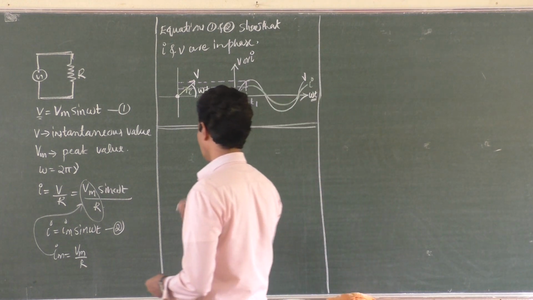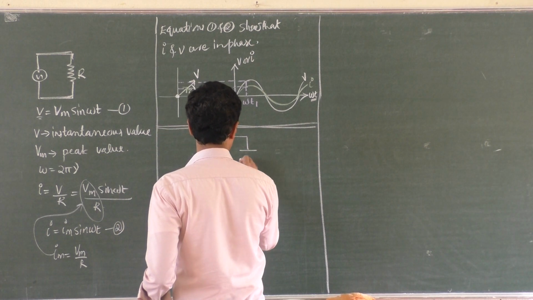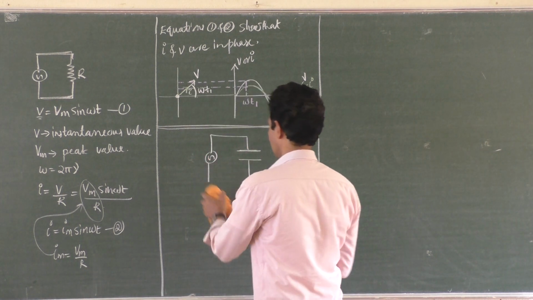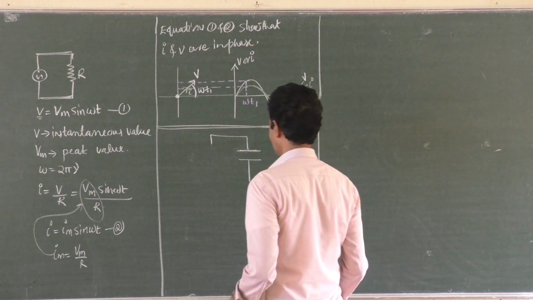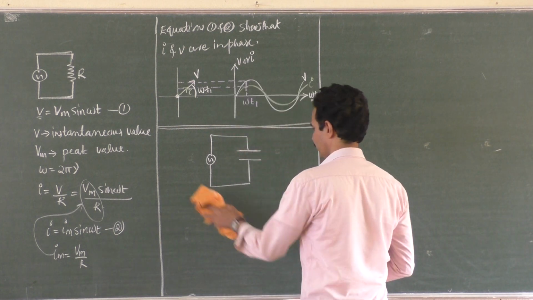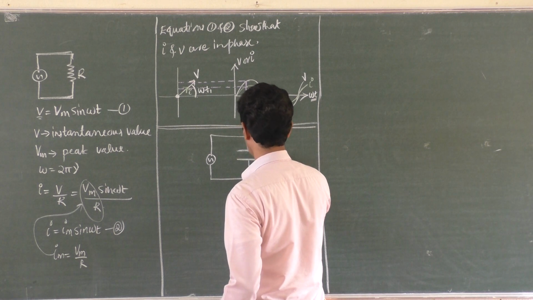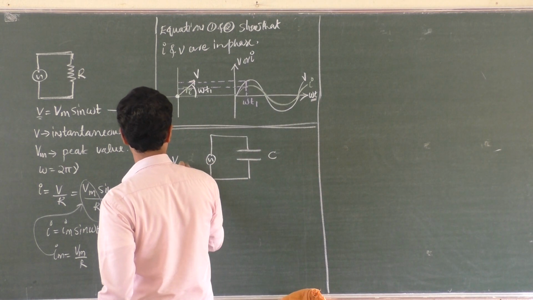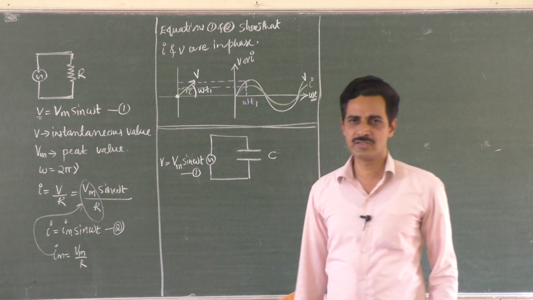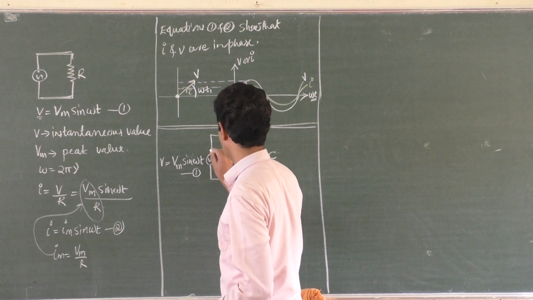Now connect a capacitor across an AC source. Capacitor means a system used to store charges, and it contains two parallel metal plates separated by a dielectric medium. These are the two plates of a capacitor C, and the supplied EMF is alternating, Vm sin omega t. So consider an alternating EMF V equal to Vm sin omega t applied to a pure capacitor of capacitance C as shown in the figure. You connect it like this.